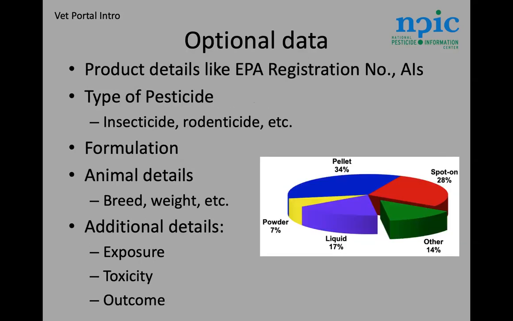There's also more rich optional data that you can add as well. Things like specific product information, what kind of pesticide it was and its formulation. We'd love to know information about the animals, their breed, their weight, their age, all of those items, and any additional details that you can provide. You get to type in about the exposure, the toxicity, or the outcome.